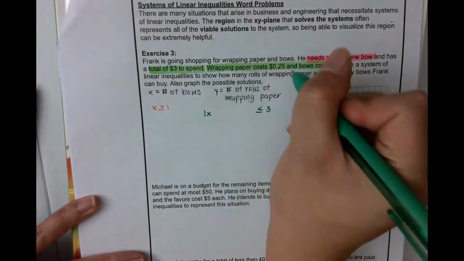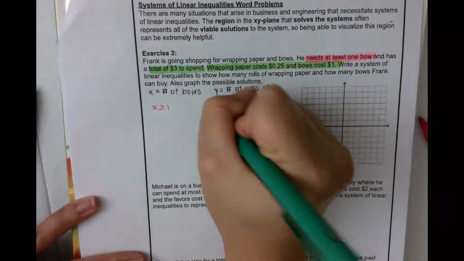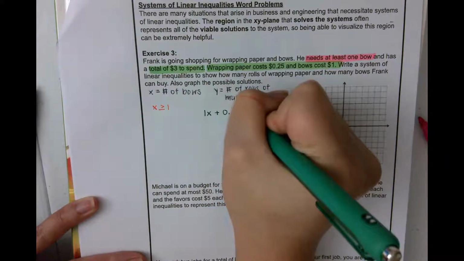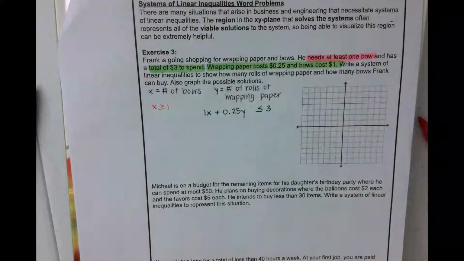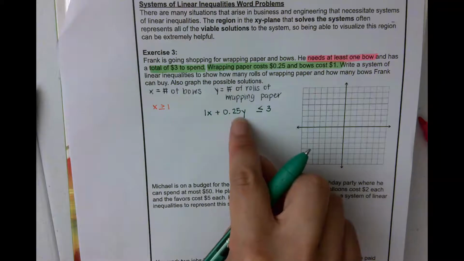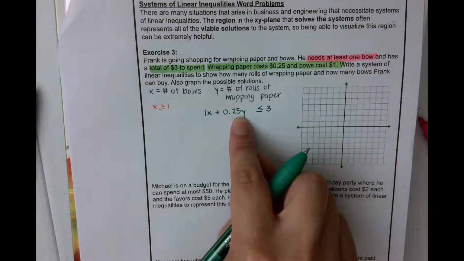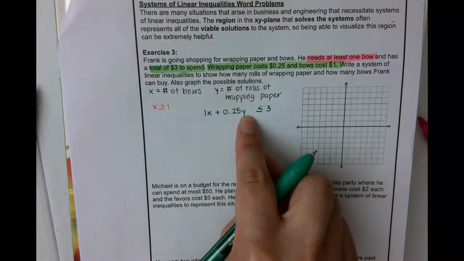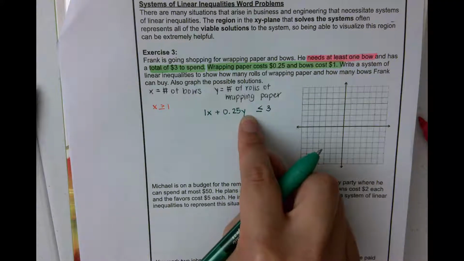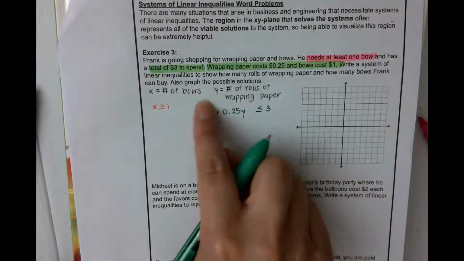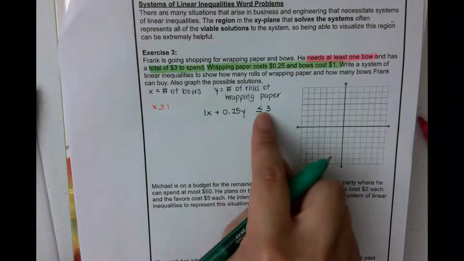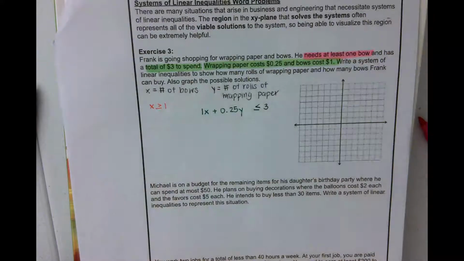Then since it's 25 cents for wrapping paper, and wrapping paper is Y, it's going to be plus 0.25y. This 0.25y represents how much he'll spend on wrapping paper. So if he has one wrapping paper, that's 25 cents. Two, that's 25 cents times two, so 50 cents, and so on and so forth. And the total money spent on bows and wrapping paper has to be less than or equal to the $3 he has.